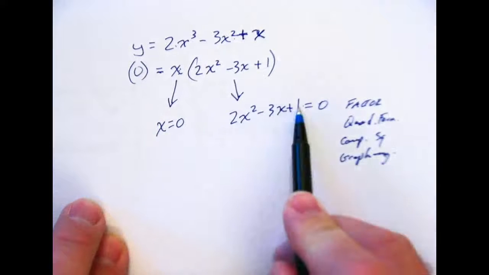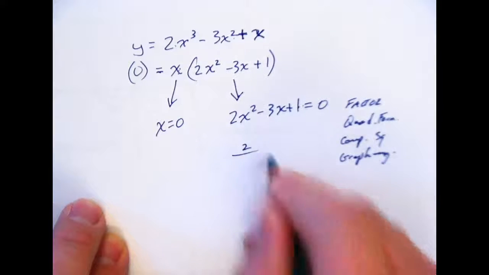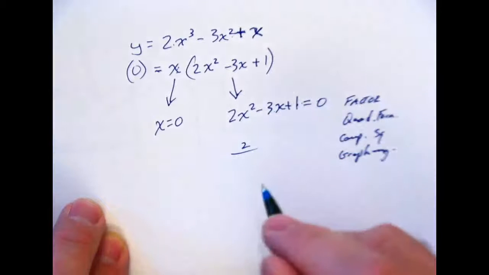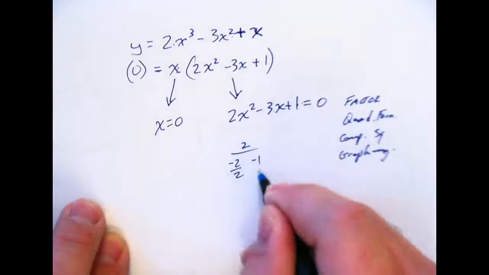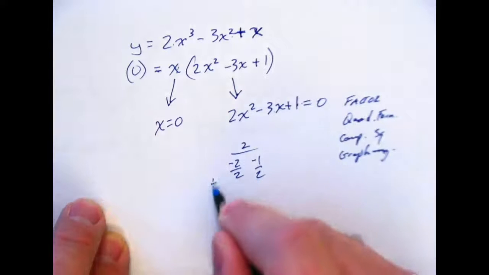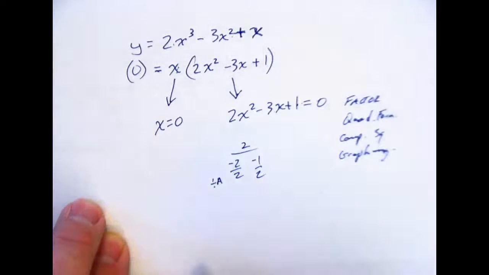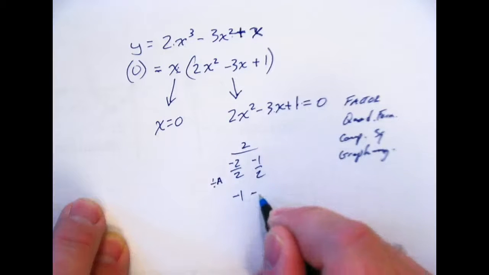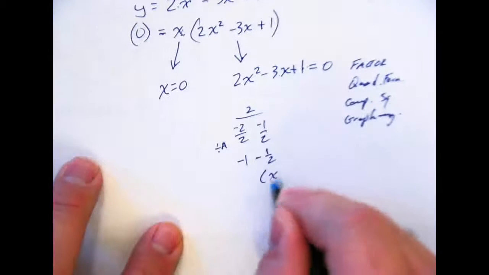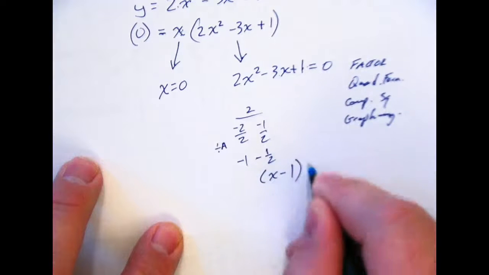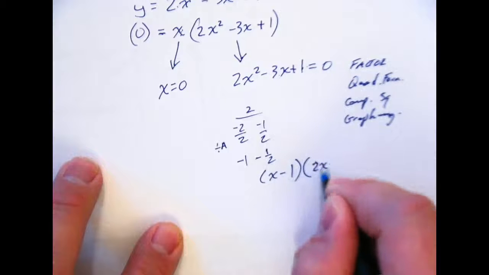2 times 1 is 2. 2 things that multiply to make 2 and add to negative 3. Negative 2, negative 1. Divide by a. Don't forget to divide by a. That's the key piece when you have that a term. So you get negative 1 and negative 1/2. Okay, so we get x minus 1 and 2x minus 1.